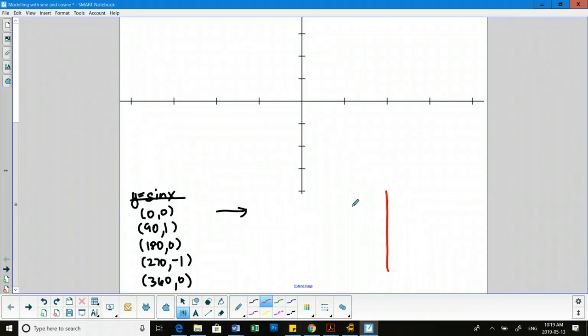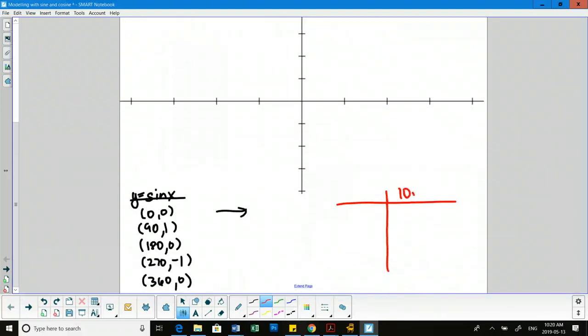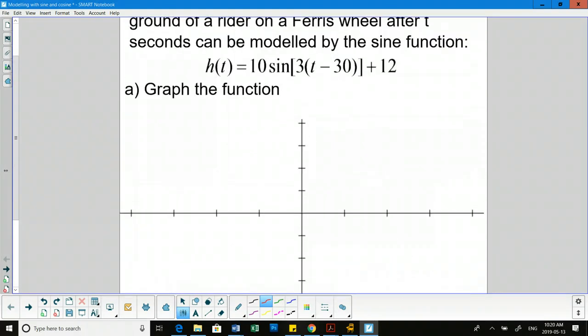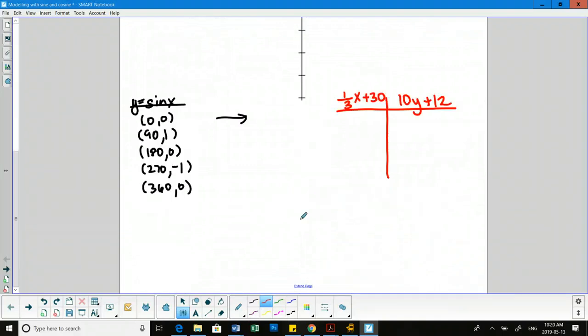If I have to graph, there's no need for me to try and interpret anything in particular. I can just literally use my transformations. So we're going to have 10y plus 12 based on our function there. And then I'm going to do the reciprocal of k and the opposite sign of d. So it'll be 1/3 x plus 30 rather than minus 30. Okay, so we're going to take a quick second and calculate those out.